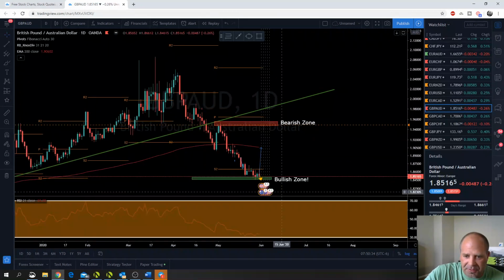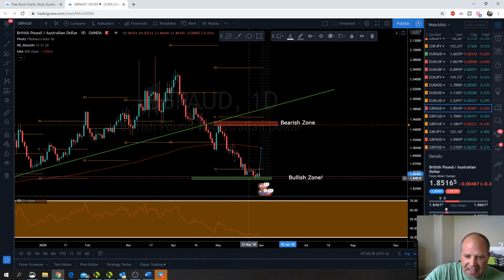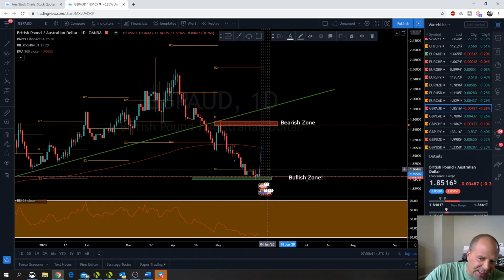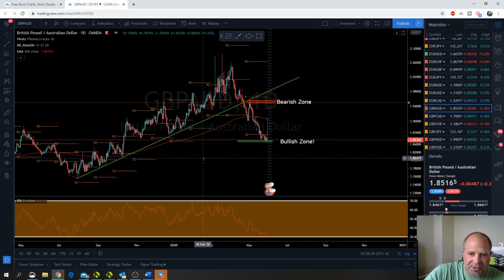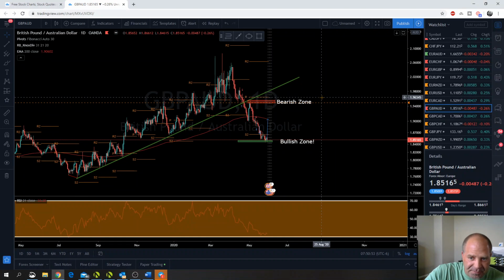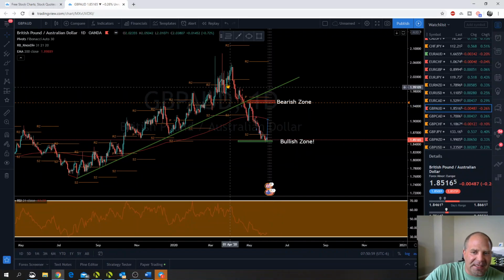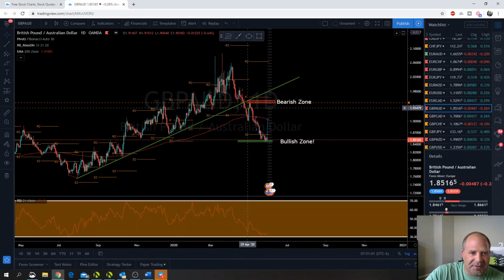GBP AUD, we're sitting right on our bullish zone. We shot past S2. We've retested it. So those of you that are die-hard trend traders, you might be looking for a continuation down. I, however, see this missed pivot all the way up here, and I think price is going to want to make a run, guys. Like I said, the Australian dollar's just been kicking everyone's ass.